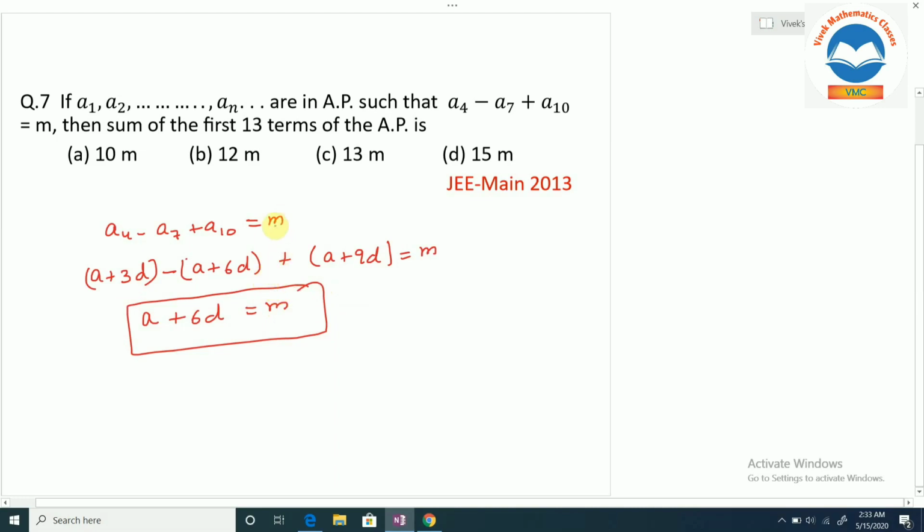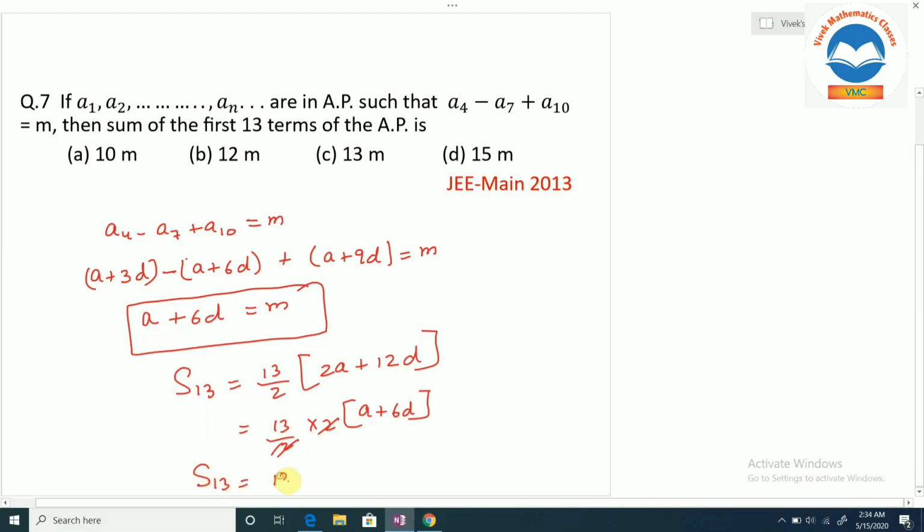Now they are asking S13. S13 will be 13 divided by 2 bracket 2A plus (13 minus 1) 12D. We can take 2 common here. So we will get 13 by 2 into, if you take 2 common, A plus 6D. This 2 and 2 will be cancelled out. So S13 we will get as 13, and this value is M, so 13M.